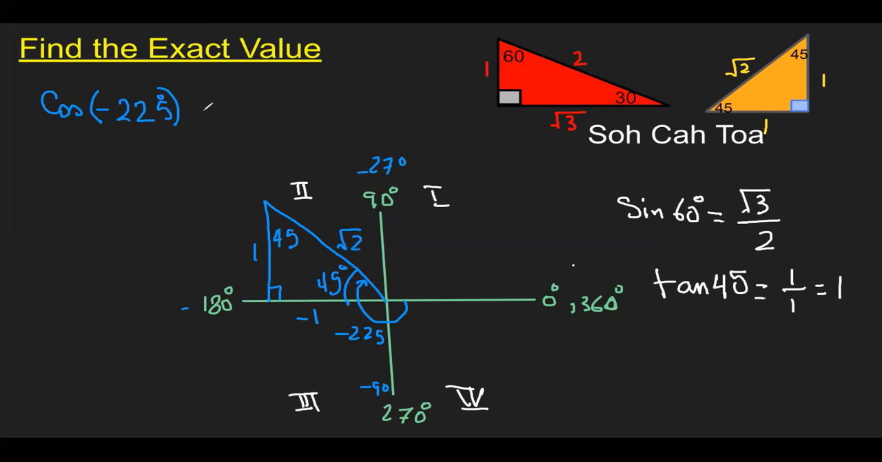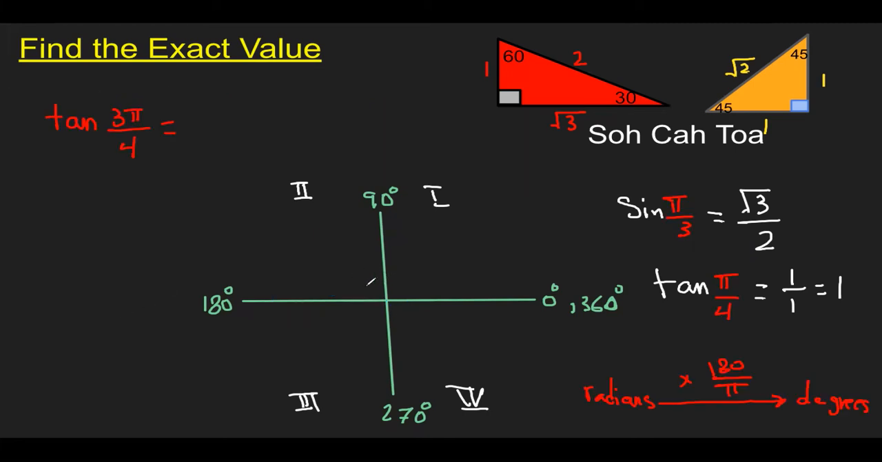So cosine -225 will be adjacent, which is to the reference angle, which is right here, -1 over √2, which is the hypotenuse. And again, you could rationalize the denominator by multiplying by √2 over √2, and then your final answer could be -√2 over 2 if you want to rationalize the denominator.